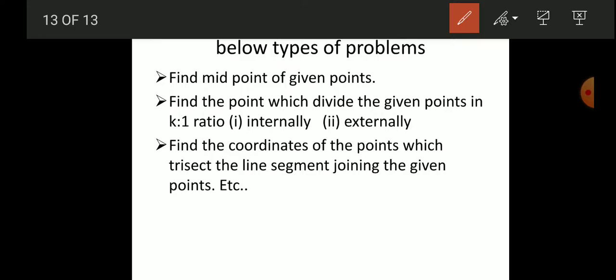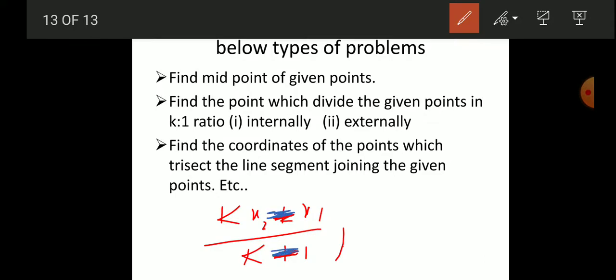Next, find the point which divides the given points in the ratio k to 1 internally. For internal division we just say (kx2 plus x1) upon (k plus 1), like that. Now you can also write the y and z coordinates. If it is external division, we just put the minus sign here. For internal division we put the positive sign, and for external division we put the negative sign.